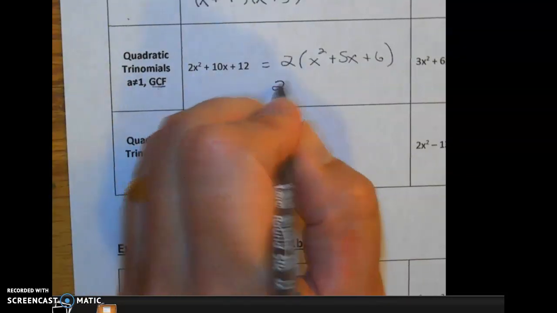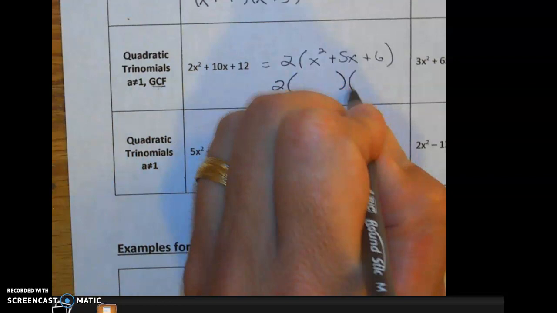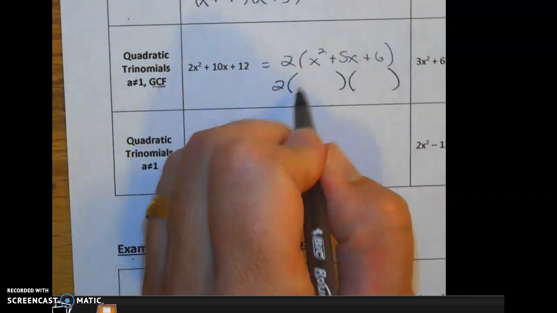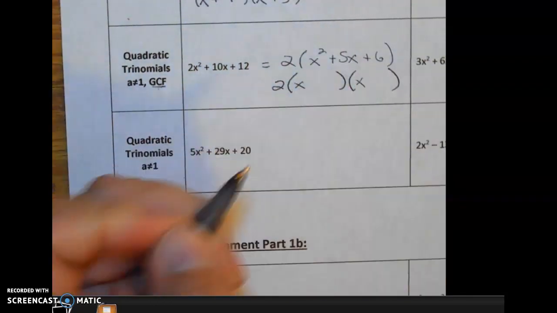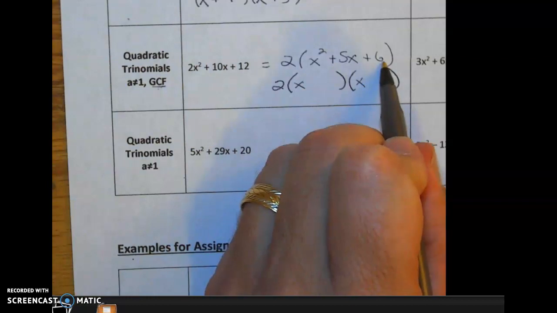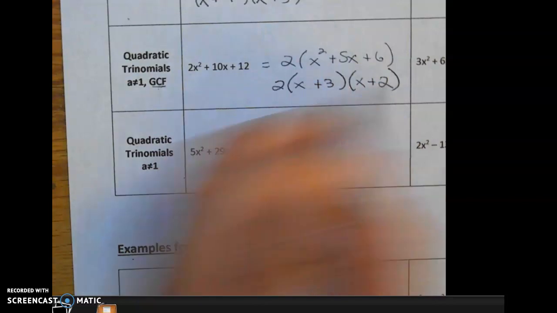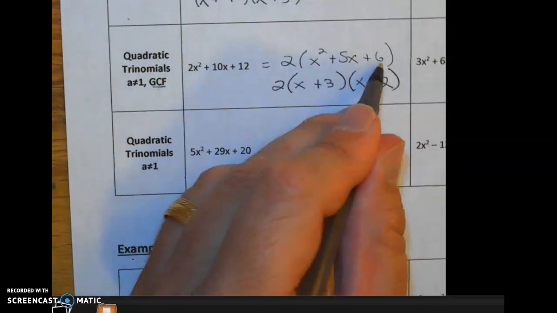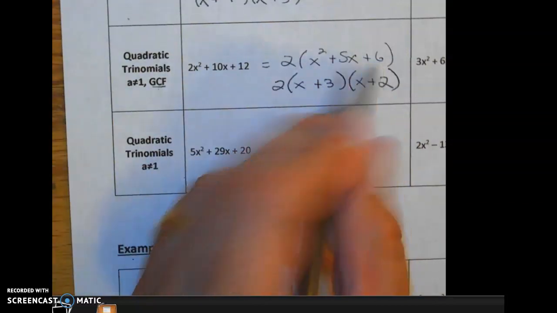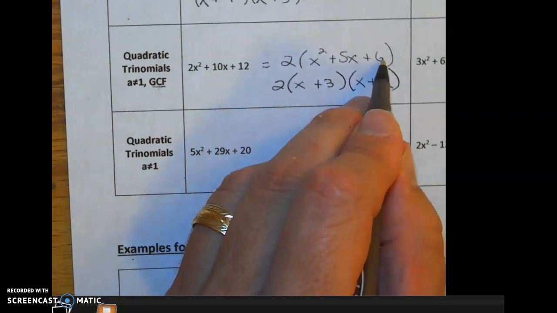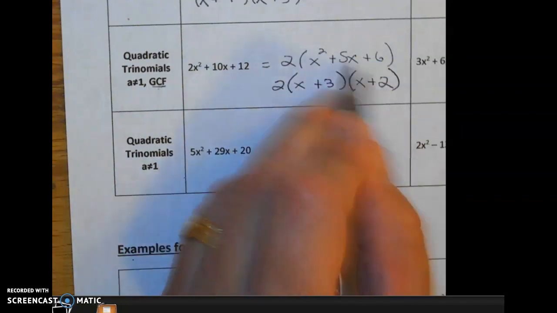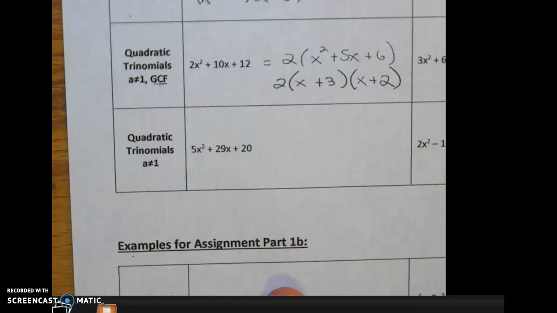So then we're going to drop down the 2, make our two parentheses, break up the x squared, and then the two numbers are going to be positive 3 and positive 2. The better you know your multiplication facts, the easier this will be. 3 times 2 is 6, 3x and 2x add up to 5x.